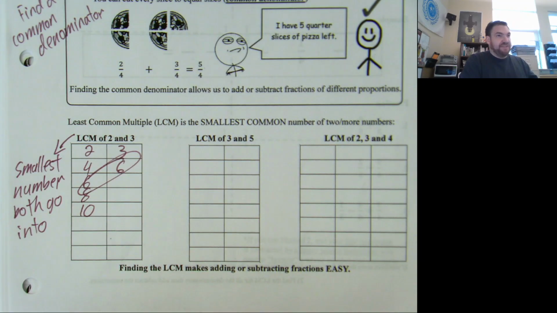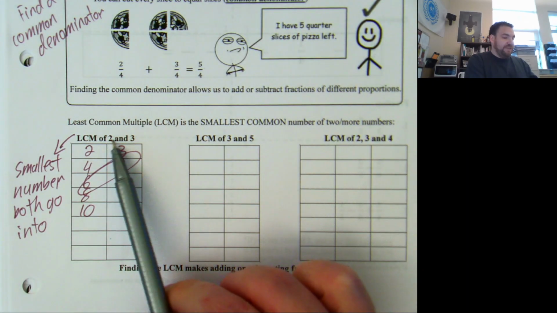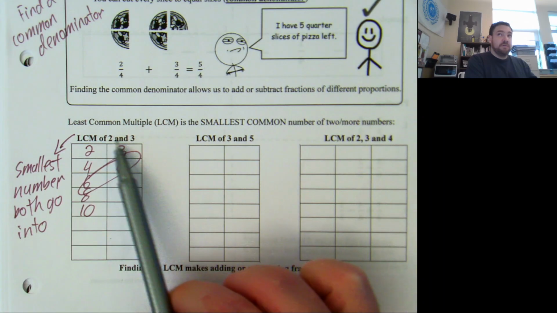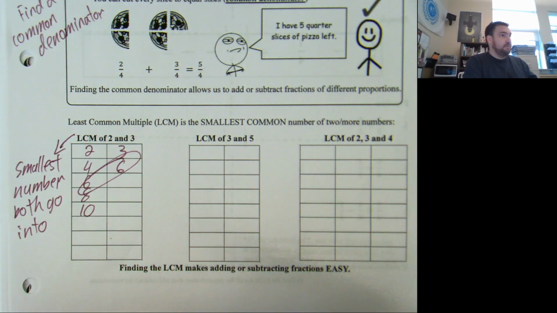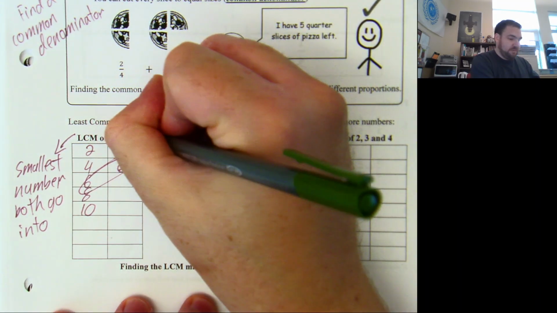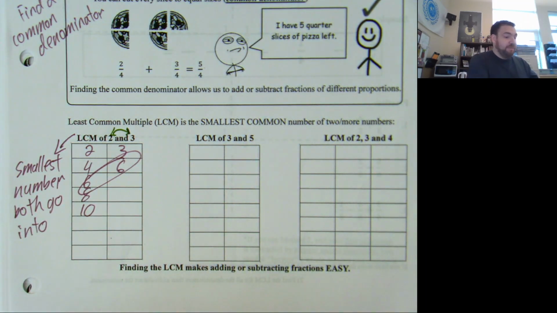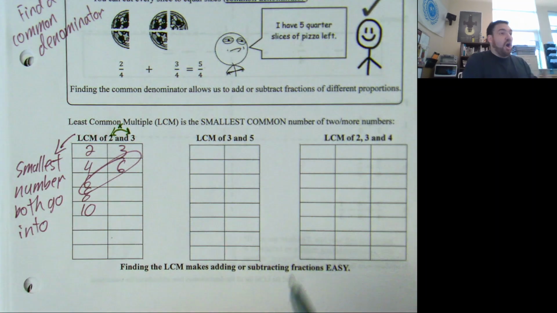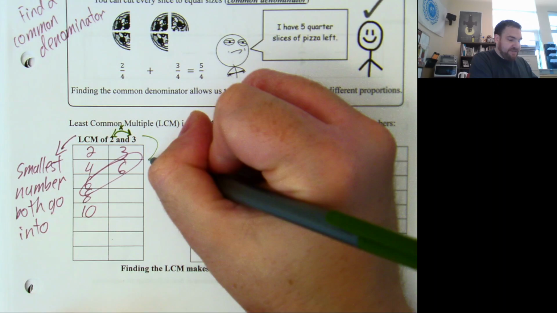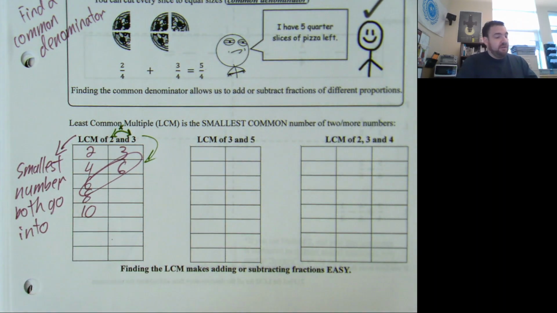What else is interesting about 6? 6 is the same as what with these two numbers? What can I do with 2 and 3 to get 6? Multiply them. Often, but not always, but often. You can find the lowest common multiple of something by multiplying the two numbers together. Not always, but often.